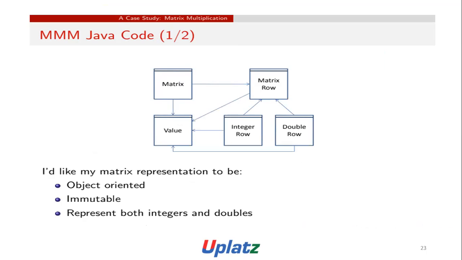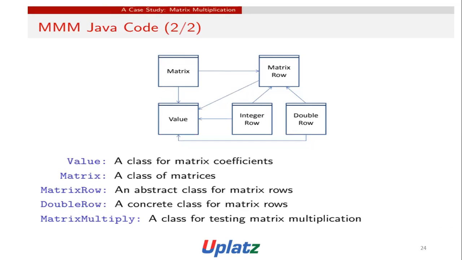Matrix values, matrix row, integer row, double row. I did like my matrix representation object oriented, immutable, representing both integers and doubles. Value, a class for matrix coefficients; matrix, a class for matrices; matrix row, an abstract class for matrix rows; double row, a concrete class for matrix rows; matrix multiply, a class for testing matrix multiplication.